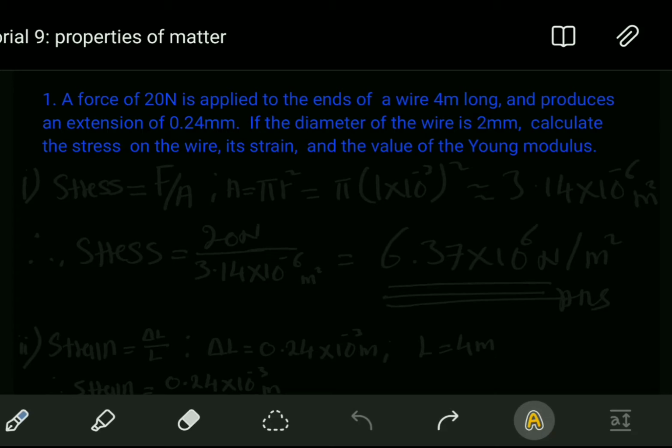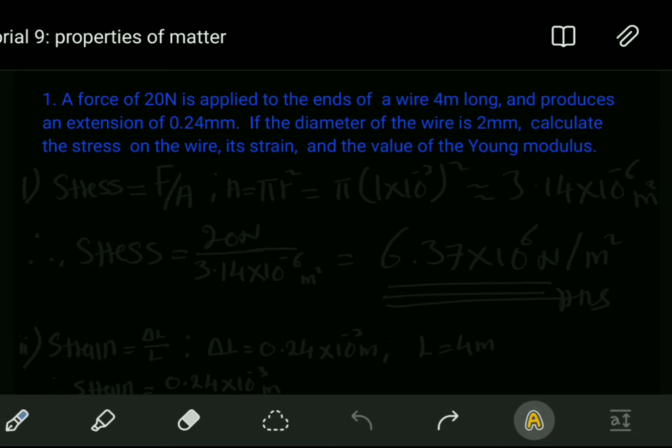So the first thing you have to do is make sure all the quantities have standard units. We have the diameter in millimeters. The extension is also in millimeters, so we have to convert these values to meters. Okay, so now we proceed.